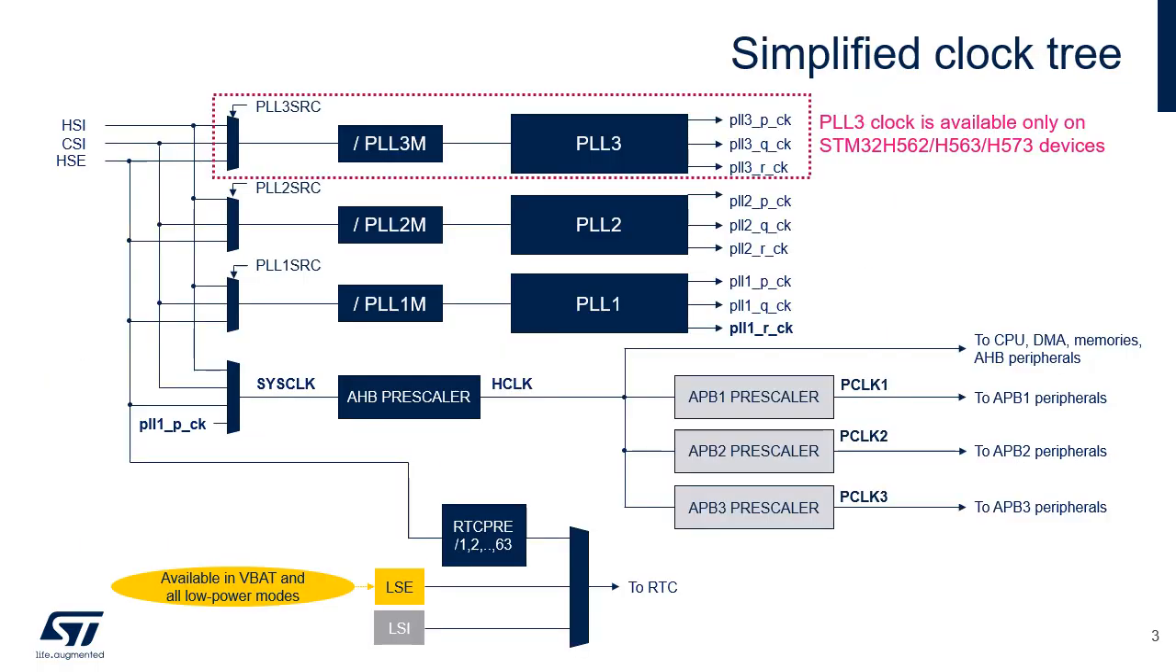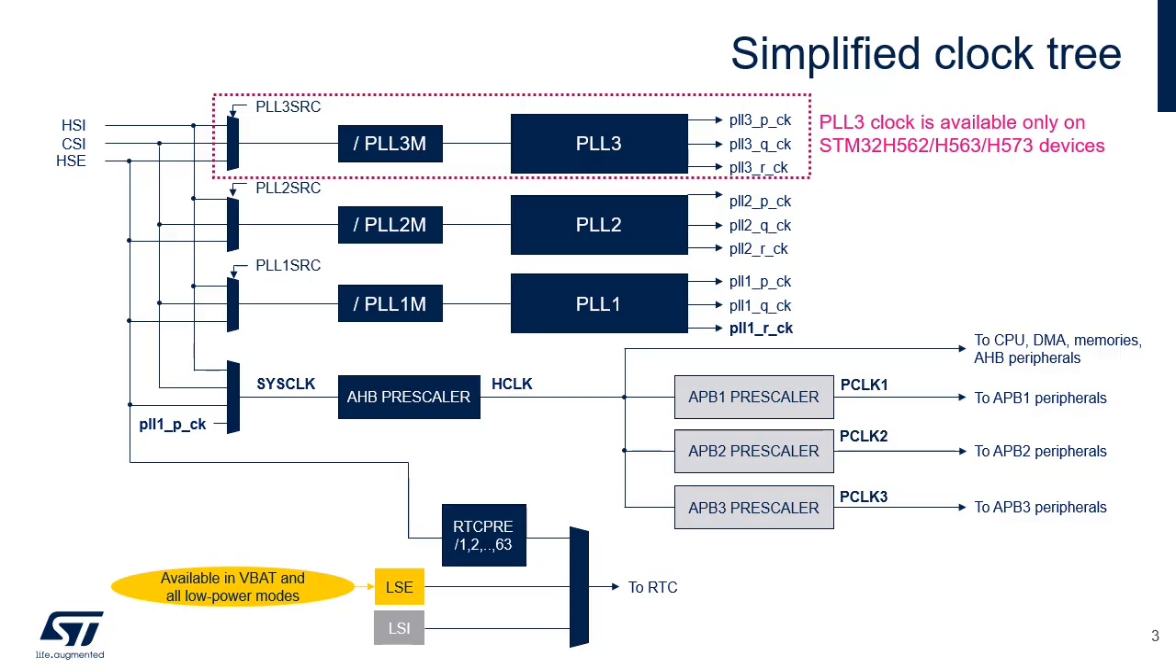The system clock can be derived from the high-speed internal 64 MHz RC oscillator, or HSI, from the high-speed external 4 to 50 MHz oscillator, or HSE, from the low-power oscillator, or CSI, or from the PLL1 PCK output of the PLL1. The AHB clock, called HCLK, is derived by dividing the system clock by a programmable prescaler. The APB clocks, called PCLK1, PCLK2, and PCLK3, are generated by dividing the AHB clock by programmable prescalers.